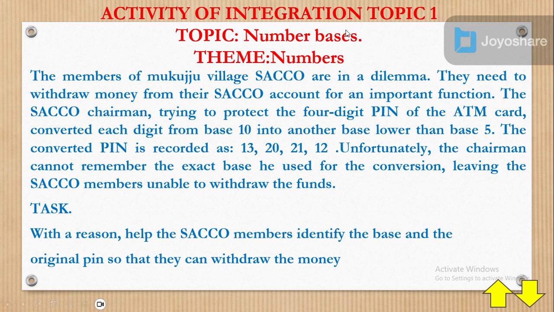Where should we always set the activities of integration from? We have what we call learning outcomes, and you can get them in the syllabus book. Every topic has a learning outcome. Among the learning outcomes of number bases, one of them is that a student must be able to convert from one base to another, and of course we shall be seeing that. I think the people who set this activity of integration also looked into that.